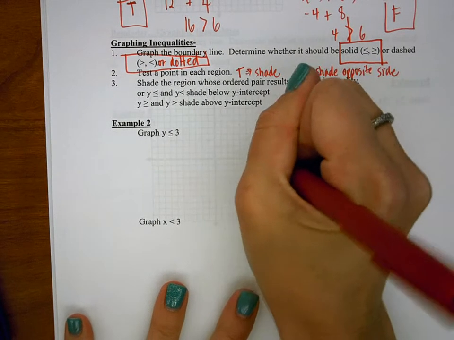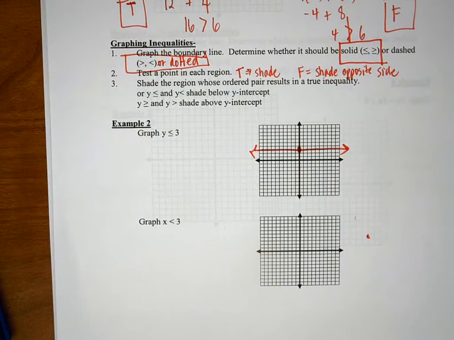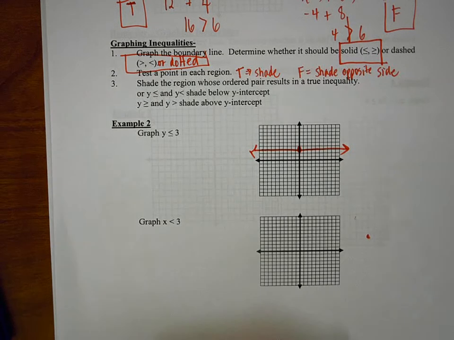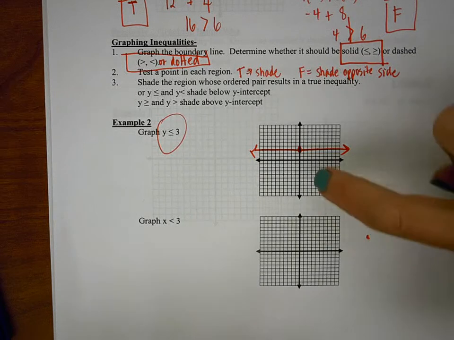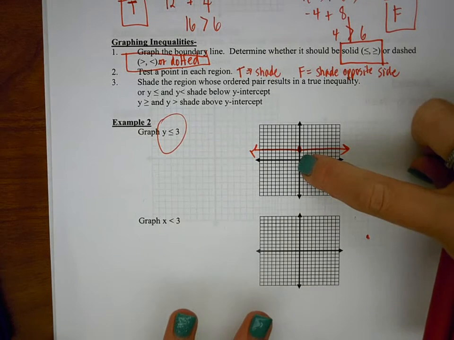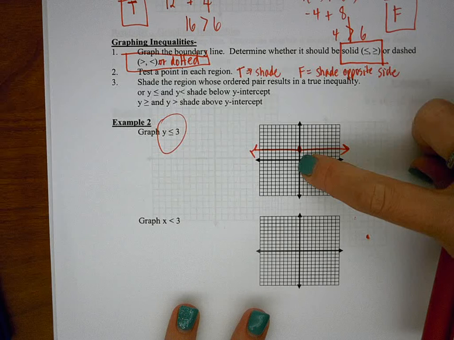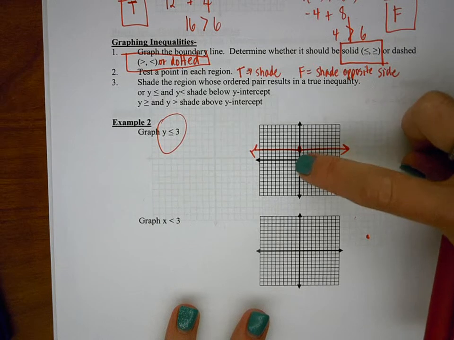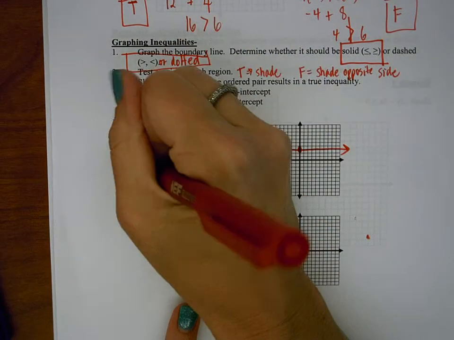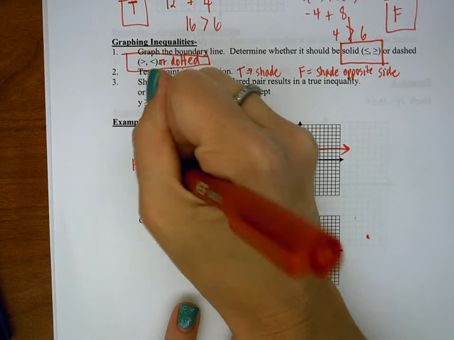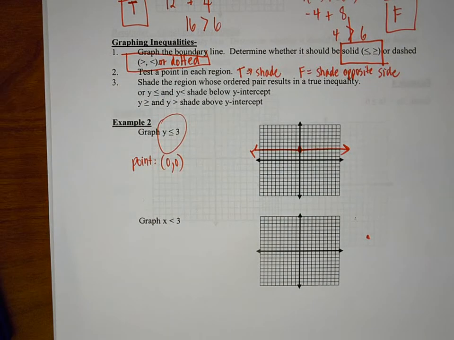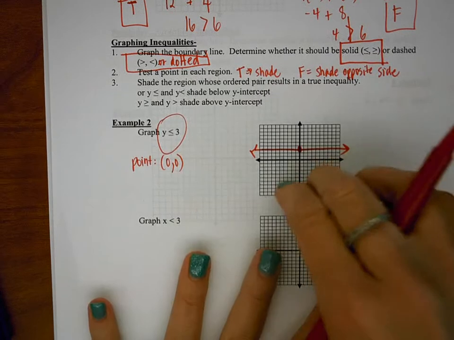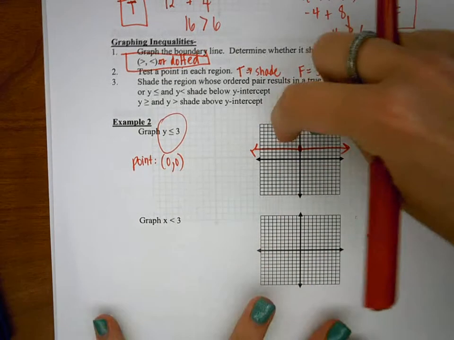So we draw our line, and we're going to talk about this both ways. So we have y is less than 3. If I were to choose a test point, 0, 0 is usually the easiest test point as long as your line is not on it. So if I'm doing my point method here, I'm going to choose the point 0, 0 and test it. If that is true, I'm going to shade on the side with 0, 0. If it's false, I'm going to shade on the opposite side.